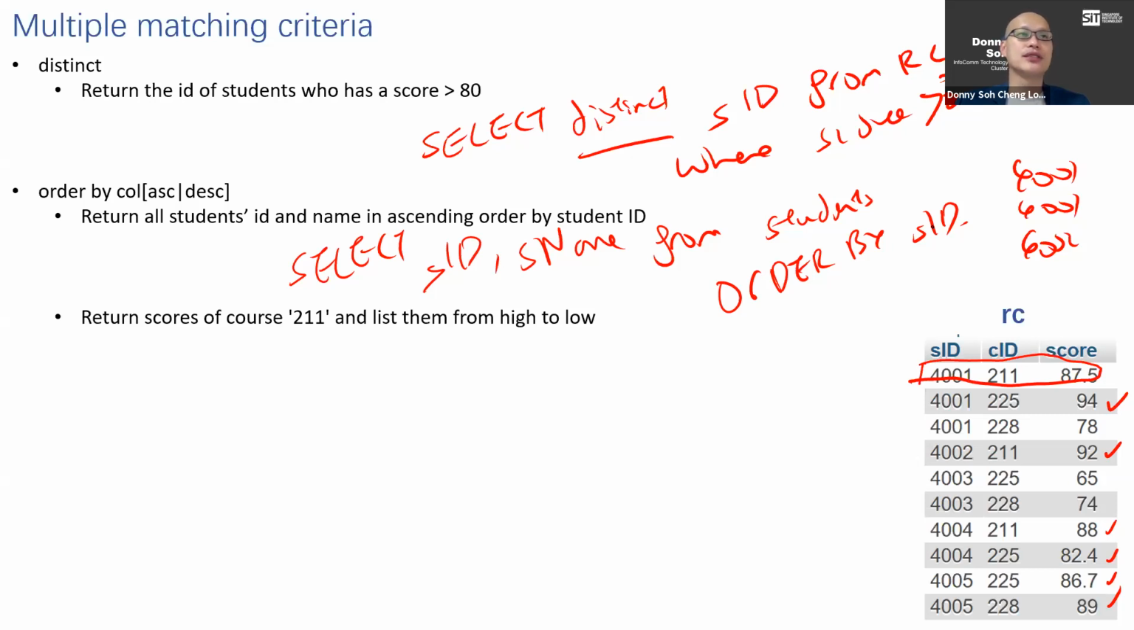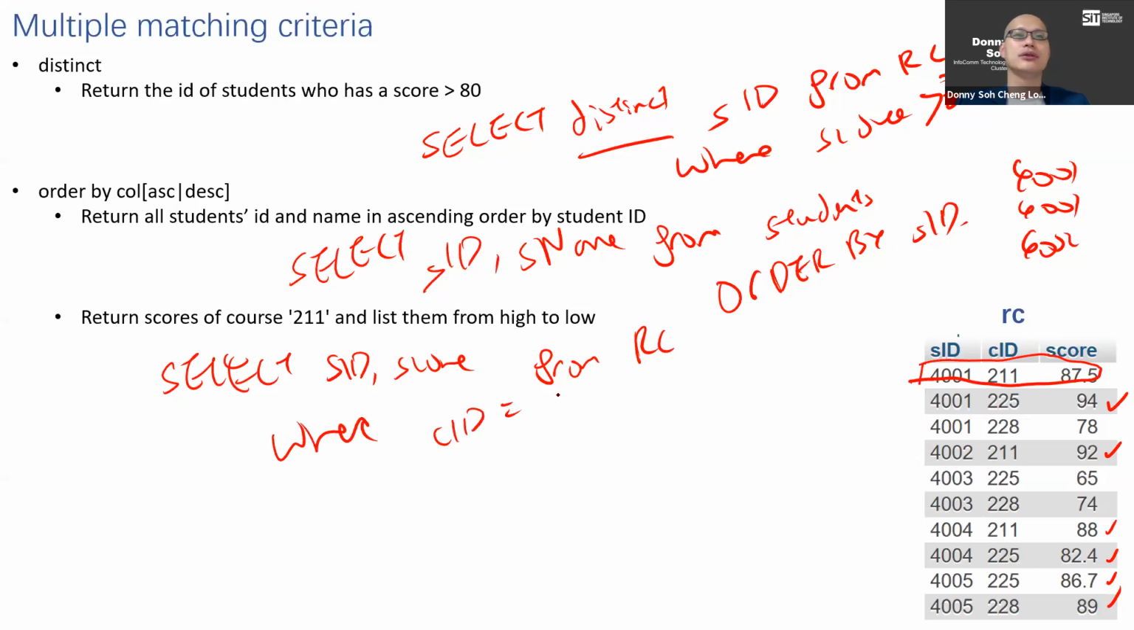If I want to get the scores of the course 211 and list them from high to low, I can select student ID, score from RC, where CID equals 211 order by score descending. Okay. So these are various ways we can execute these commands.